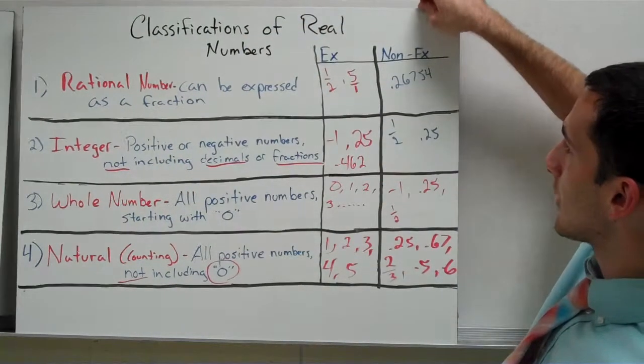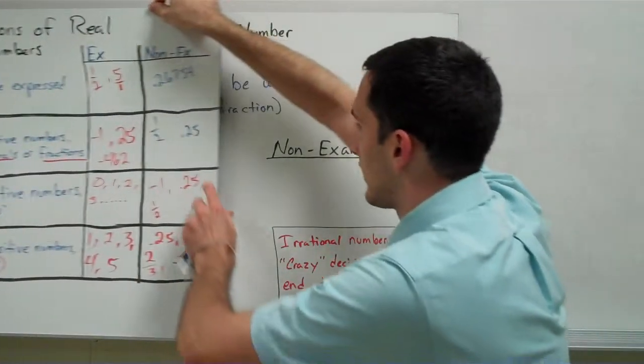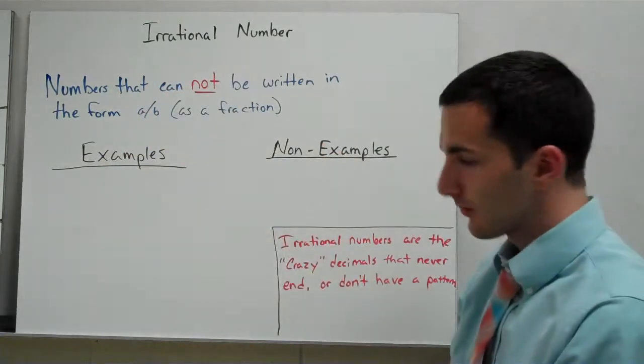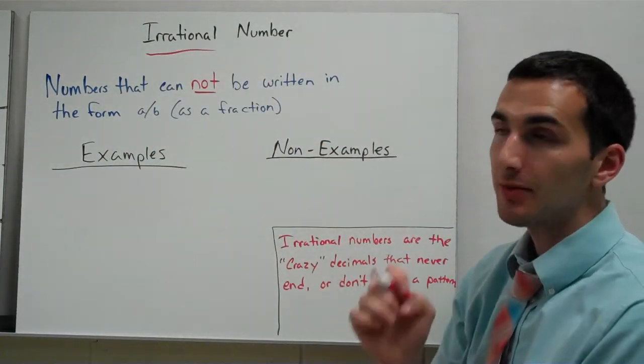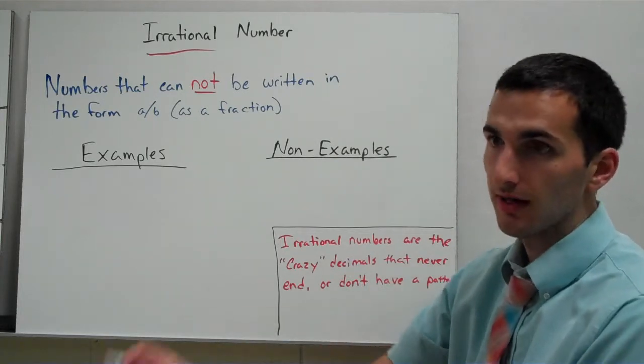Now we've got one more classification to talk about, so let's jump into that one. And that one last classification is the irrational number. Irrational numbers are numbers that cannot be written in the form a/b. They cannot be written as a fraction at all, ever. Okay?